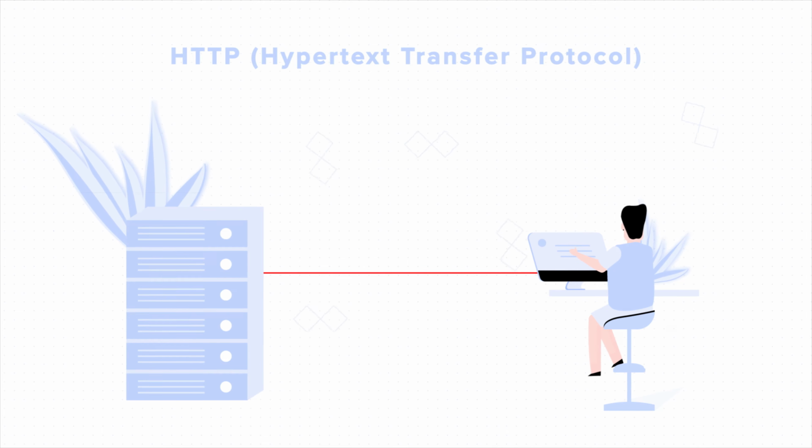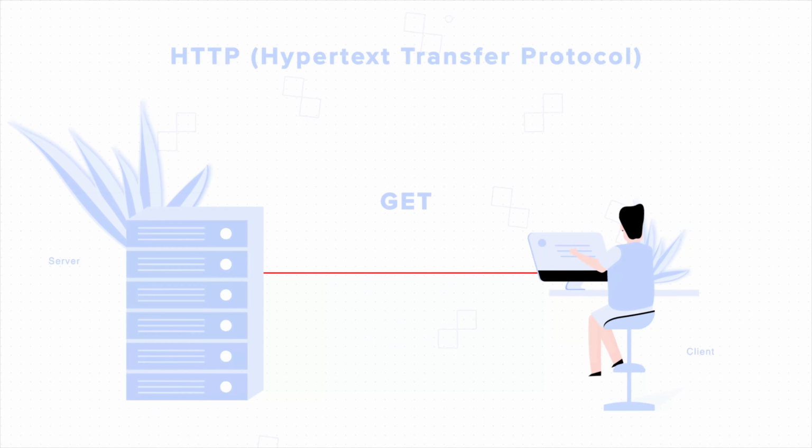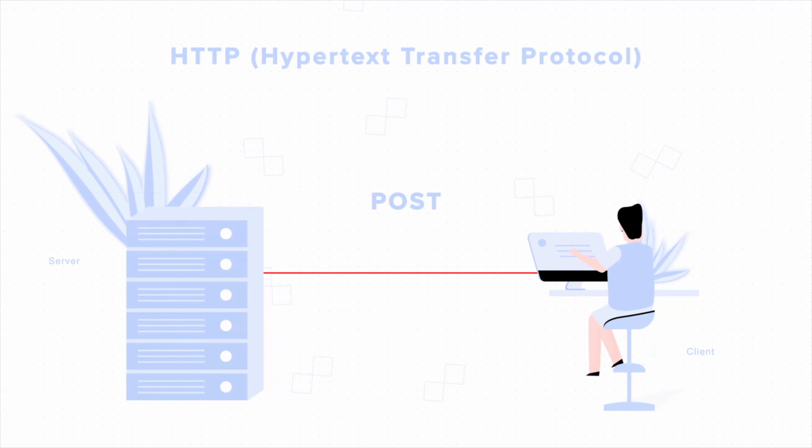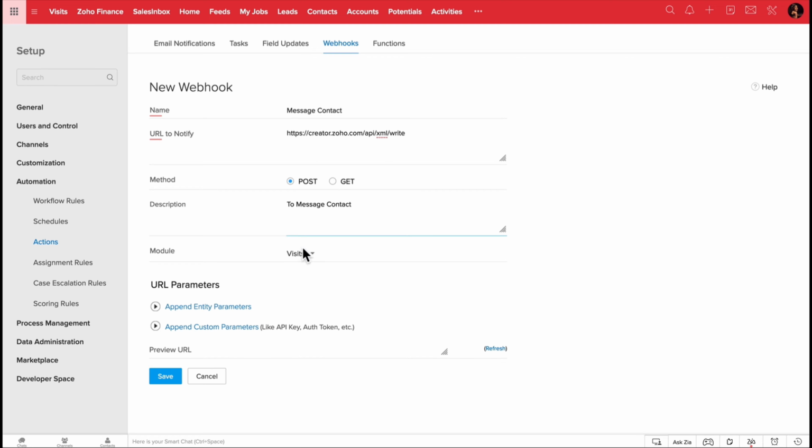Methods here are the Hypertext Transfer Protocol, or HTTP, that you choose to transfer the data between the client and the server. The GET method is used for receiving data from the server, while the POST method can be used for sending data to the server. Since we are sending an SMS from the CRM, let's select the POST method. Enter a description for your webhook and select the module from the drop-down list.